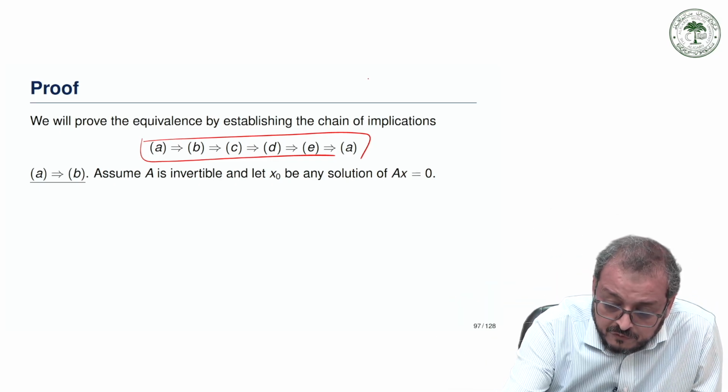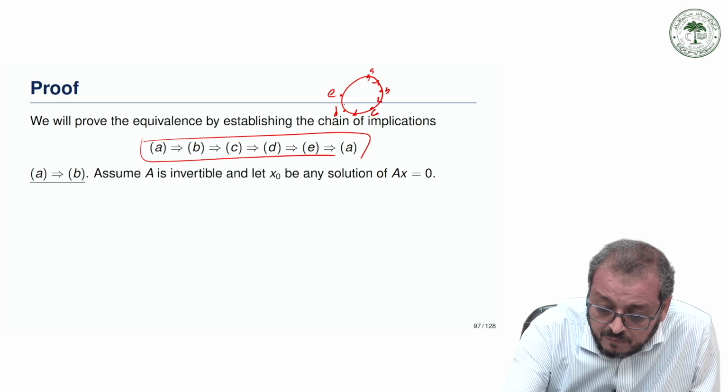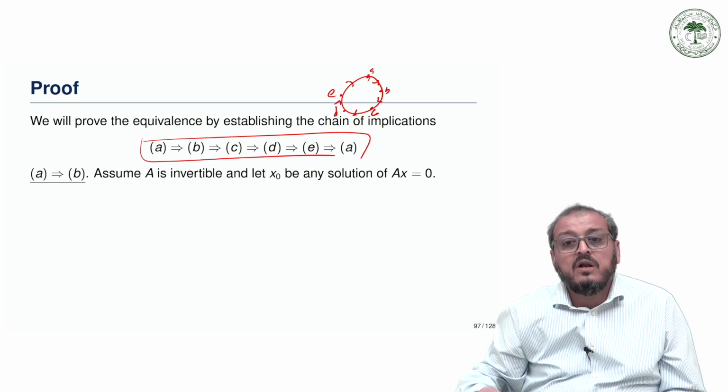If you see the circle, starting from the point A, we get B is equivalent, and B is equivalent to C, C is equivalent to D, then D is equivalent to E, and E again to F. So we are moving in this form, and then we can say that all are equivalent.